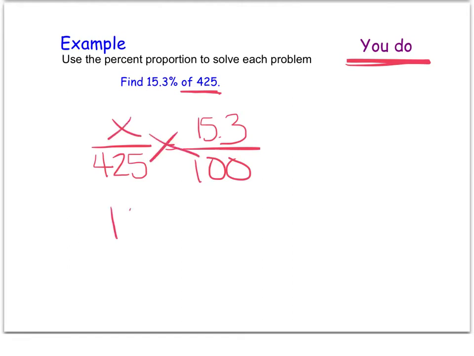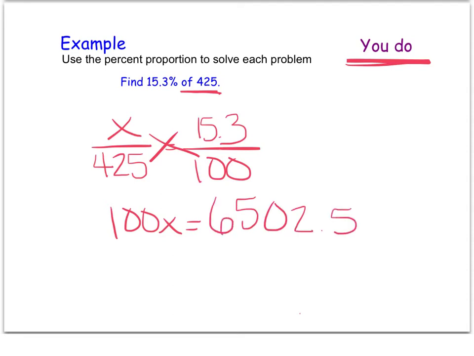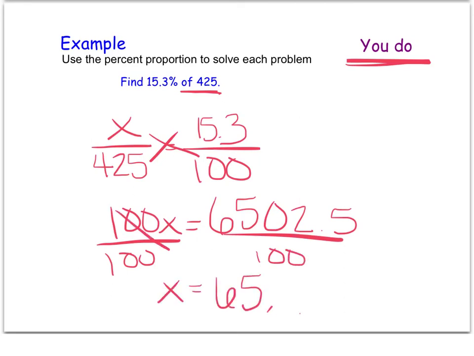So we'll have 100x, and 425 times 15.3 is 6,502.5. We divide by 100, and x is 65.025.